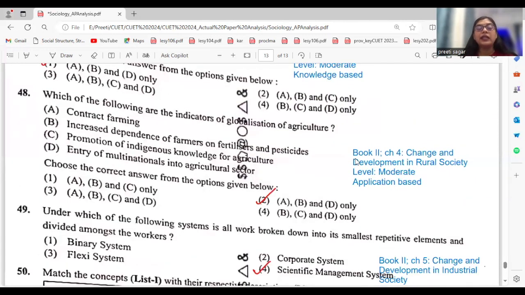Which of the following are the indicators of the globalization of agriculture? Contract farming, increased dependence of farmers on fertilizers and pesticides, that is also correct. Promotion of indigenous knowledge for agriculture, that is incorrect because indigenous knowledge goes to waste over here. So again, C could be eliminated. D is correct, that is entry of multinationals into the agricultural sector. So ABD, that is option 2, is the right answer.